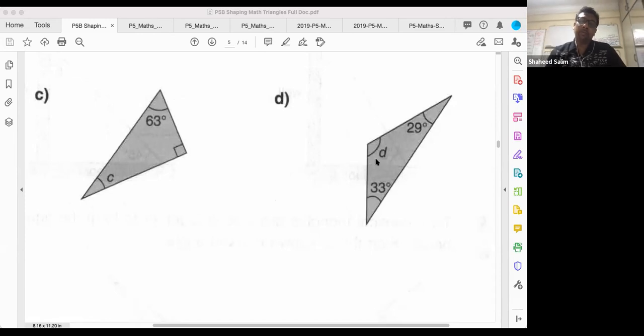Come on. 180 minus 33 minus 29. What do you get? So far, Putra didn't give answer. See, Putra, he's on. Sometimes on, sometimes off.